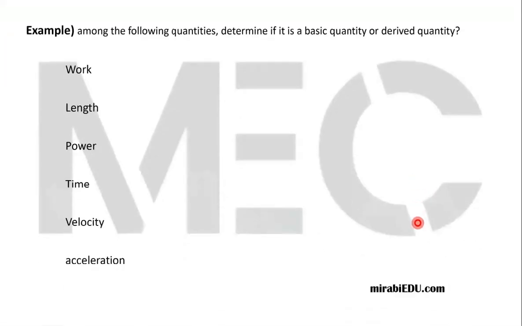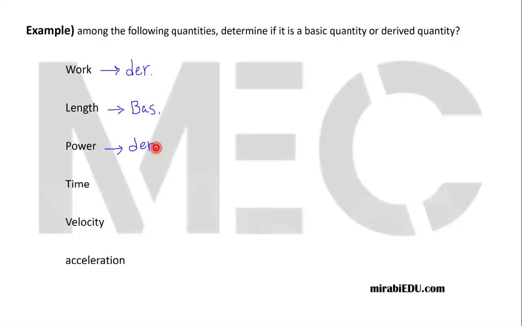Okay. In this example, we want to determine if these quantities are basic or derived quantities. So we know that work is a derived quantity. Length is a basic quantity. Power is a derived quantity.